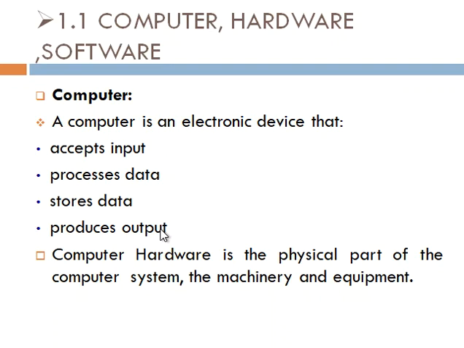Another definition we can say is: a computer is a machine that manipulates data according to a list of instructions. So both definitions are correct, and we include both definitions in this subject.